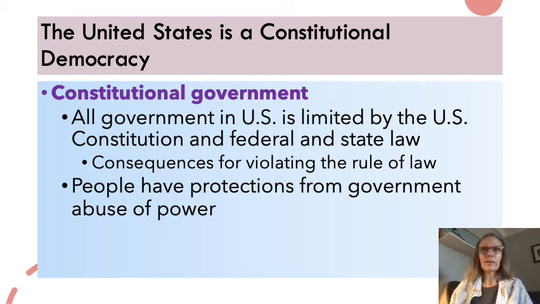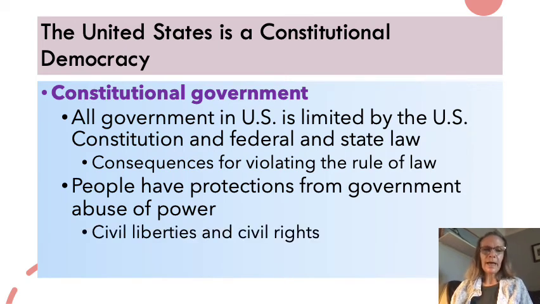If there's no consequence, then the Constitution isn't really worth the paper that it's even written upon. Another important aspect of constitutional government is that people have protections from governmental abuse of power. And when we get to talking about civil liberties and civil rights in the United States, that's where these protections come from.